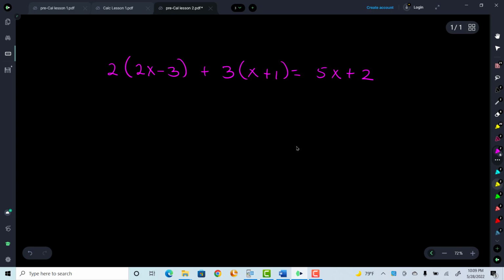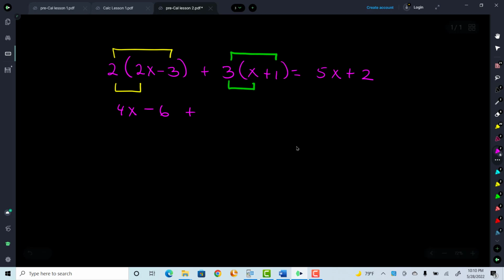So I'm going to start by distributing. So we'll distribute that 2, and we get 4x. 2 times 2x is 4x. And then we'll distribute the 2 to the negative 3. So 2 times negative 3 is negative 6. And then we're going to do the same thing over here. We're going to distribute the 3 to both the x and the 1. It has to be distributed to everything inside the parentheses, so that's going to give us 3x plus 3, and that equals 5x plus 2.